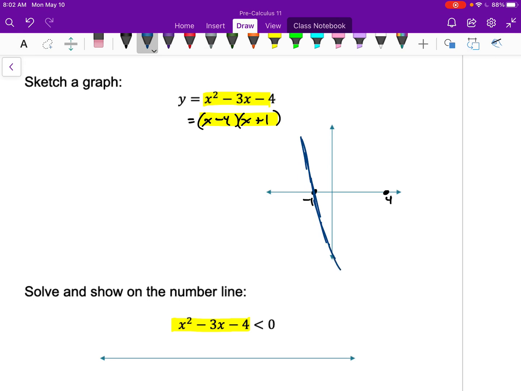So I can visualize this now something like this. Now where's the vertex? I actually don't care. If I wanted to figure it out, I'd have to complete the square, put it in vertex form, but I do not care. There's my graph. Really quick graph of y equals x squared minus 3x minus 4.